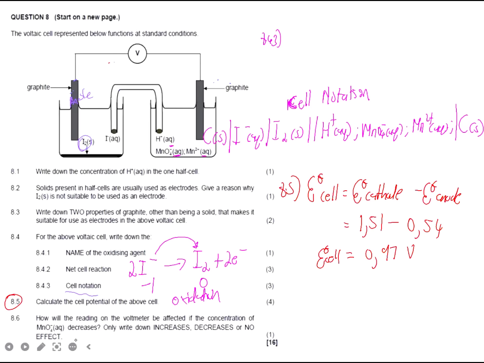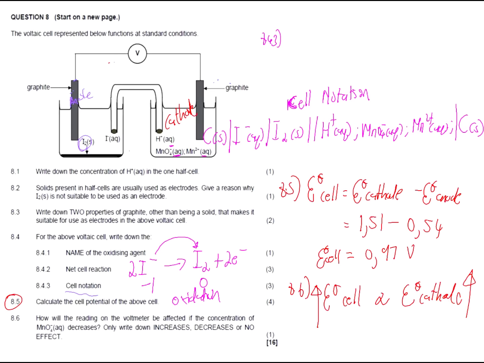Then, nice. How will the reading on the voltmeter be affected if the concentration of the permanganate ion decreases, right? Only increase, decrease, or no effect. Note that the permanganate ion is on the cathode. What is the relationship between E cell and E cathode? So for 8.6, E cell is directly proportional to E cathode. So that means if we increase the concentration on the cathode, the E cell will also increase. But what happens if we decrease? If we decrease the concentration on the cathode, then E cell must decrease.